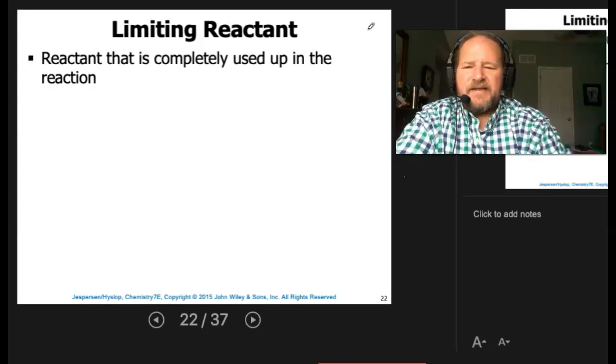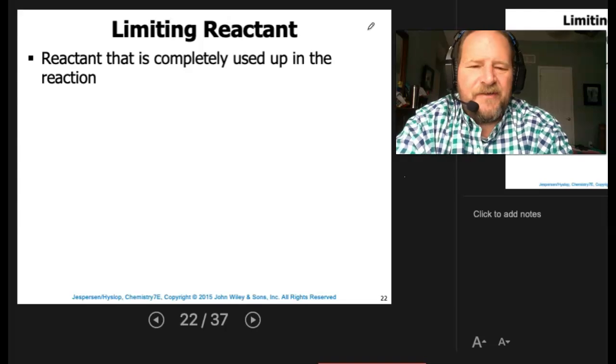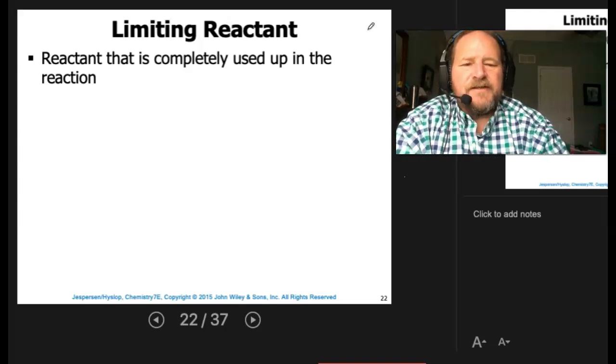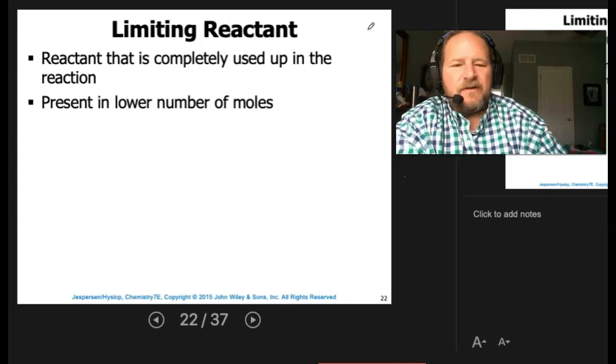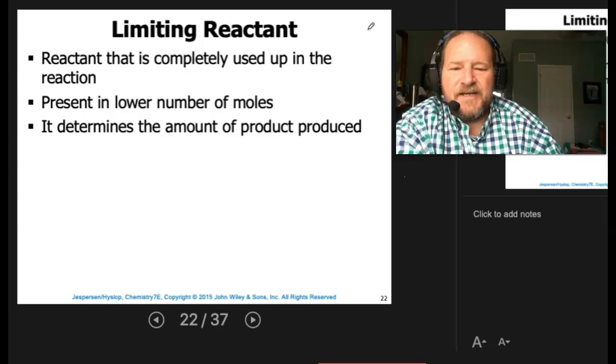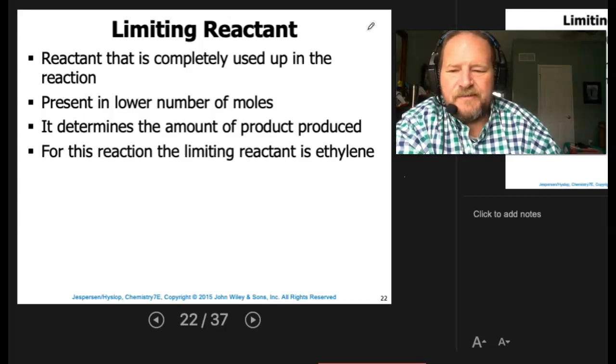So limiting reactant is the reactant that is completely used up in the reaction. It's the one that's limiting the reaction. Okay, so that means I have the smaller number of moles of the limiting reactant. It's going to determine how much product can be produced.